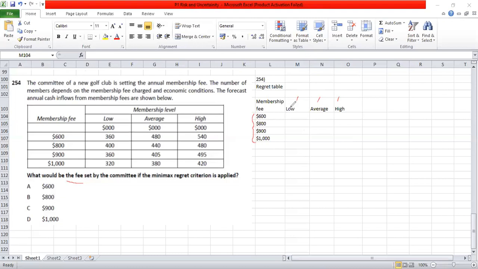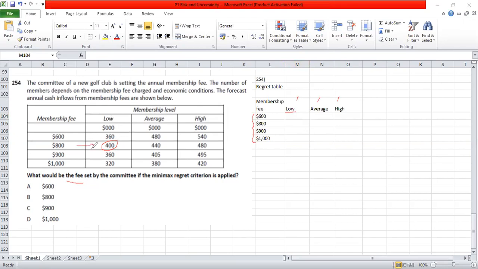If the membership level is low, in the low situation, which one is better? On average, which one is better? In high, which one is better is what has to be looked into. Under low, which one is better? Round it off. First, let's round it off. The one which is better off with the annual cash flow of, if low is applicable among these four, which one is better? We see 400, that is for 800 it is better.